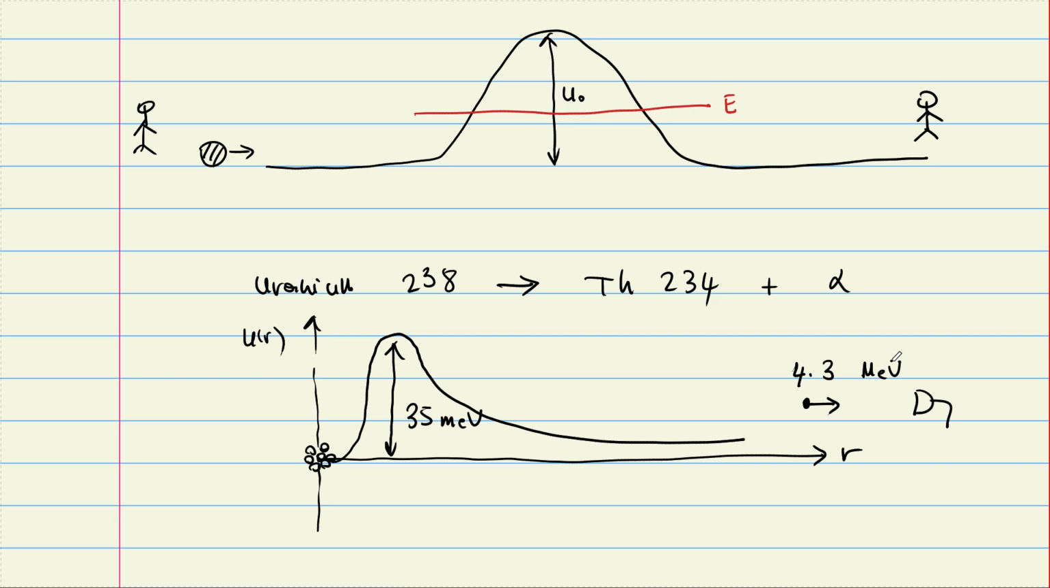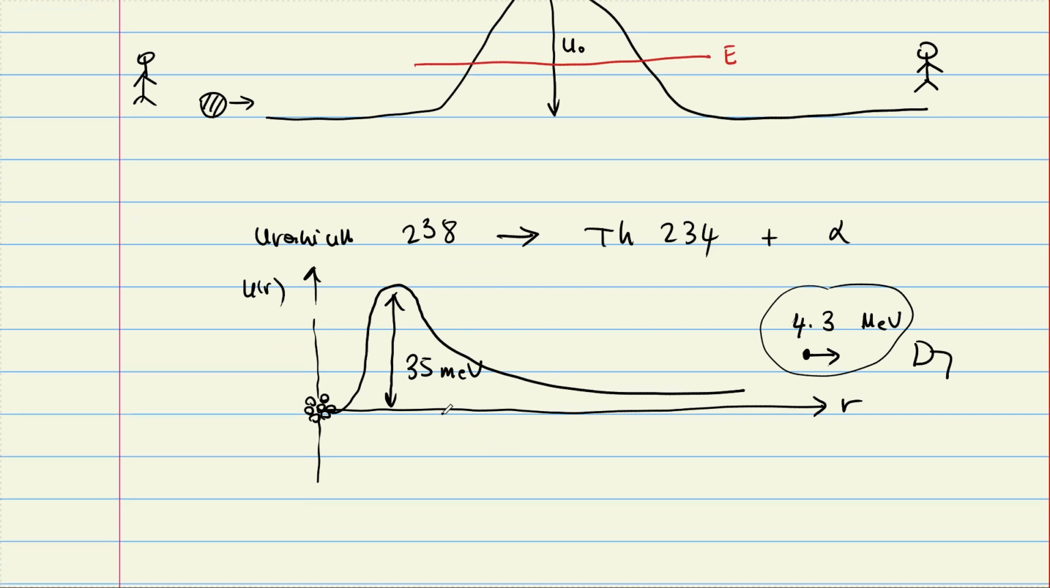And then the question was, there is a gigantic skyscraper here, a huge hill, and something seems to be going over the top and then rolling down, but it's coming with an energy of like 4.3 MeV. How can such a tiny energy get out of such a huge barrier? And the reason is just pure quantum tunneling.